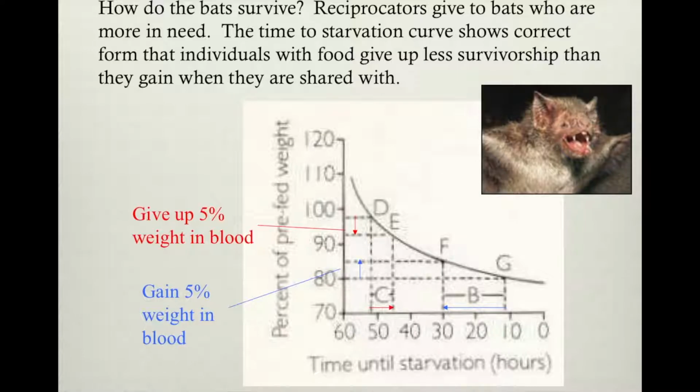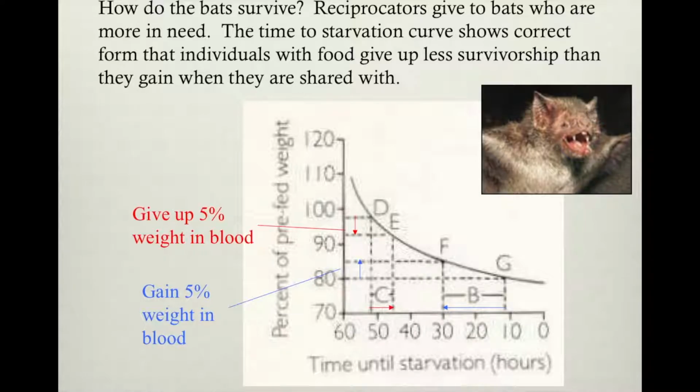The bats generally have 2 rules of thumb for their food sharing behaviors. Reciprocators give to bats who are more in need, just like we see this asynchrony in abundance and need for humans, for food sharing or at least reciprocity to have evolved. If we were to flip this curve over, it would have the same shape as the diminishing returns curve. This time to starvation curve shows the time to starvation along the x-axis, the percent of pre-fed body weight along the y-axis.